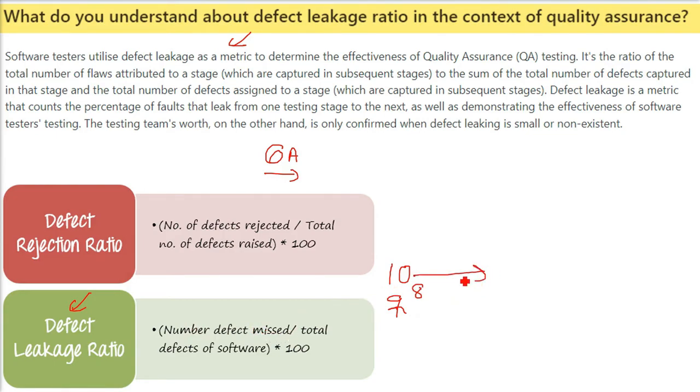So how much did you leak? 2 by 10 into 100. Okay, so the testing team's worth, on the other hand, is only confirmed when the defect leakage is small or non-existent, or zero.